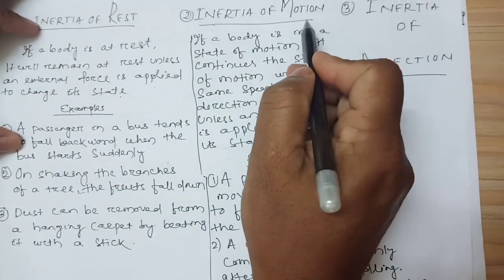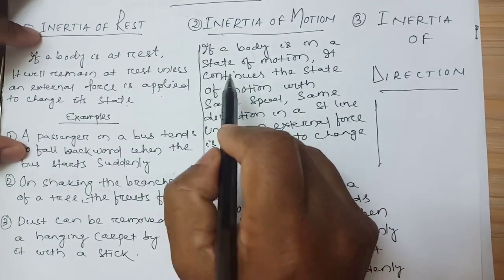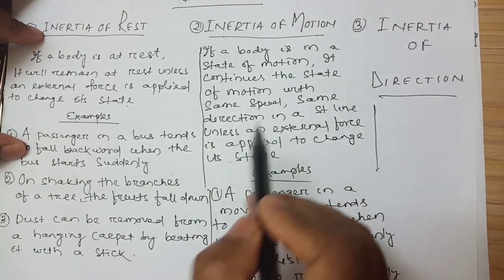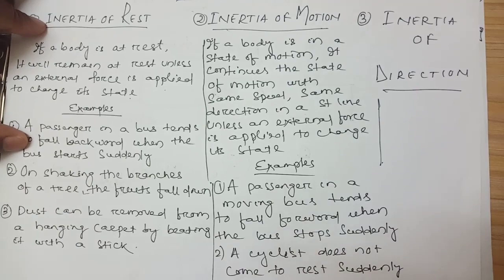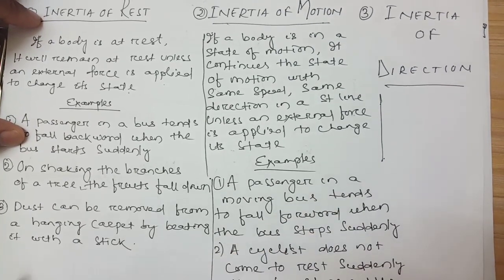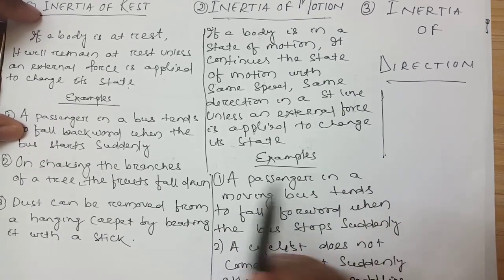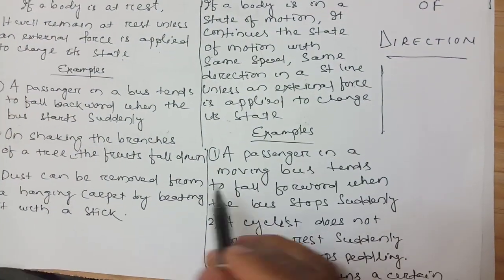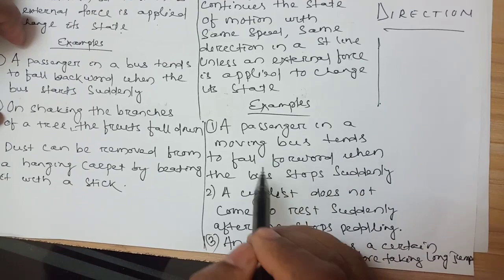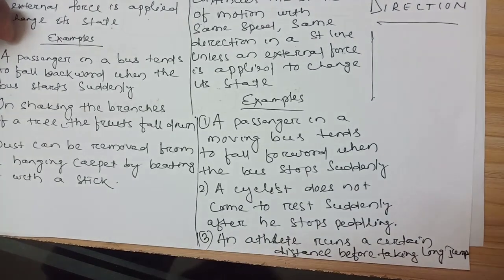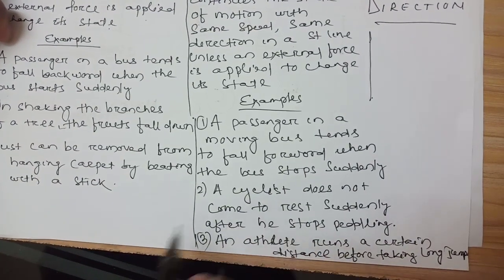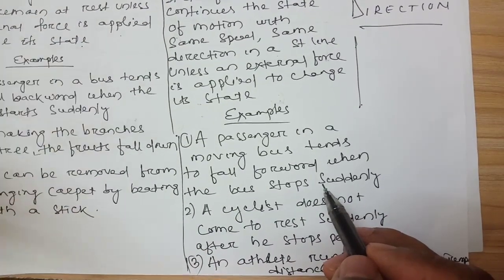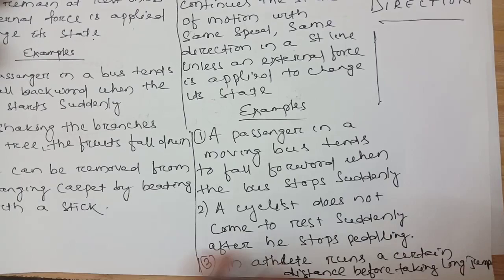Now come to inertia of motion. What is inertia of motion? If a body is in a state of motion, it continues in the state of motion with the same speed and same direction in a straight line unless an external force is applied to change its state. This is inertia of motion. Now come to some examples. Same bus example. A passenger in a moving bus tends to fall forward when the bus suddenly stops. When it suddenly stops, due to inertia of motion, the passenger will fall forward.